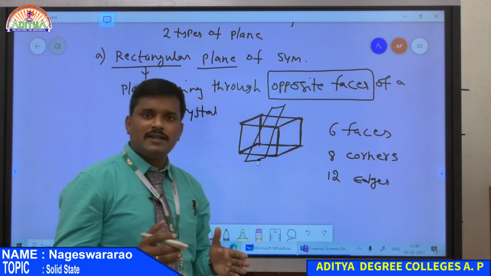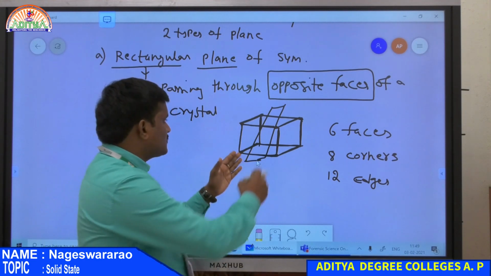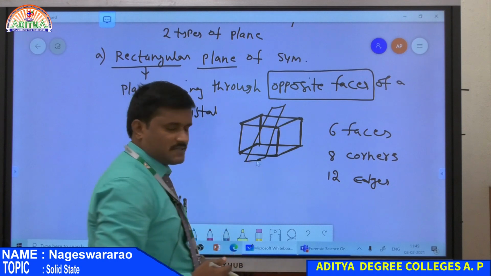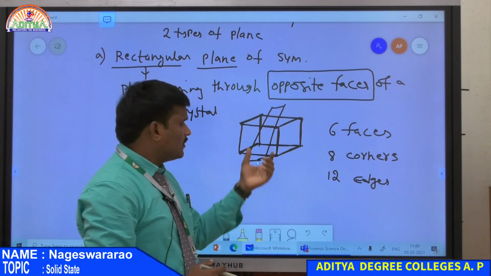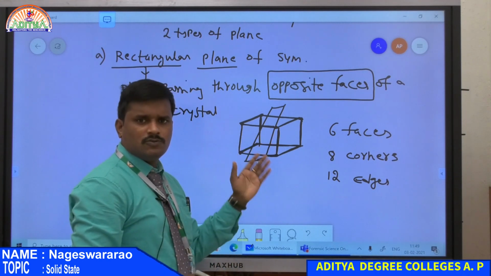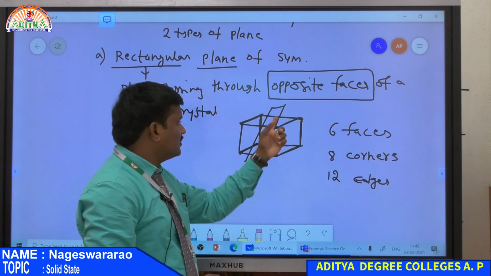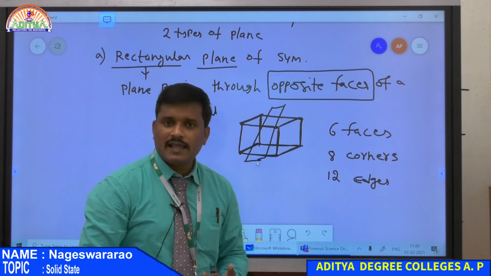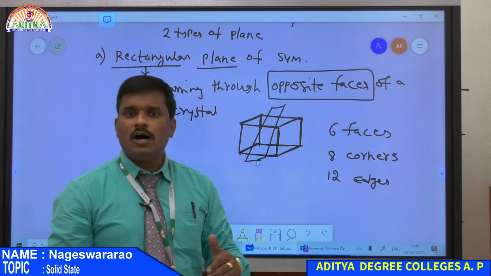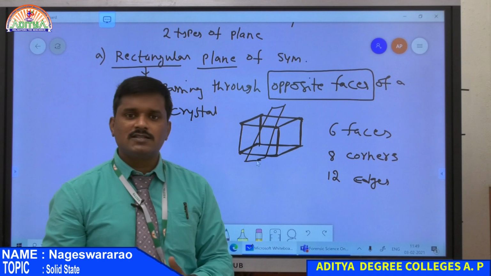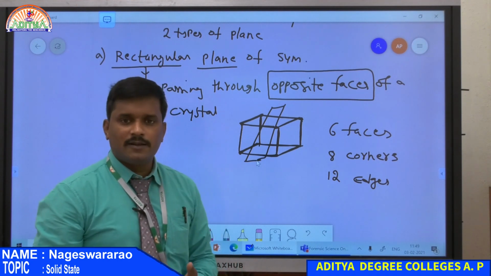So that imaginary plane passing through this crystal's opposite faces also cuts the crystal into 2 equal halves. So this is the left hand side and this is the right hand side, but both are mirror images. That means both are equal. So it cuts the crystal into 2 equal halves. Therefore this plane is known as a rectangular plane. Therefore any imaginary plane passing through opposite faces, if it cuts the crystal into two equal halves, then that plane is nothing but a rectangular plane.